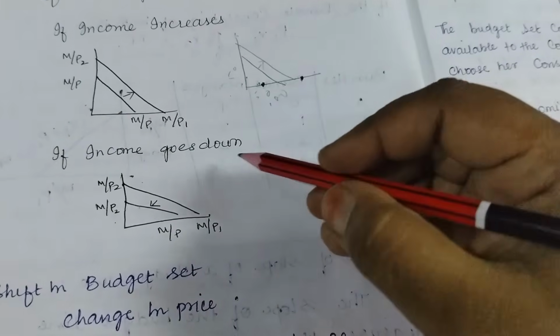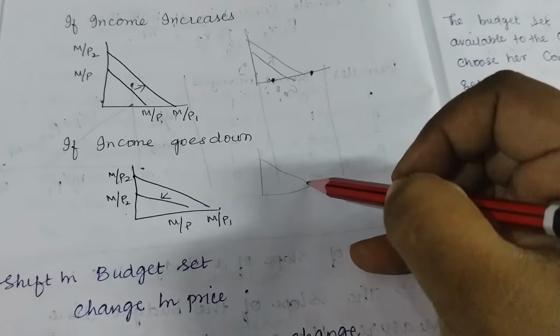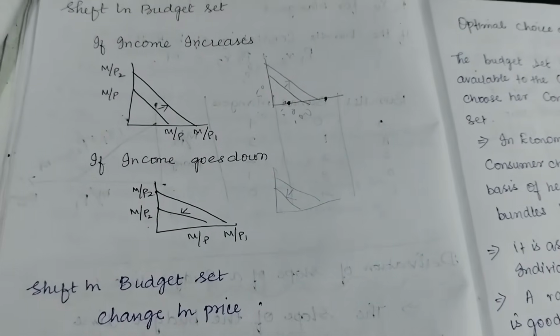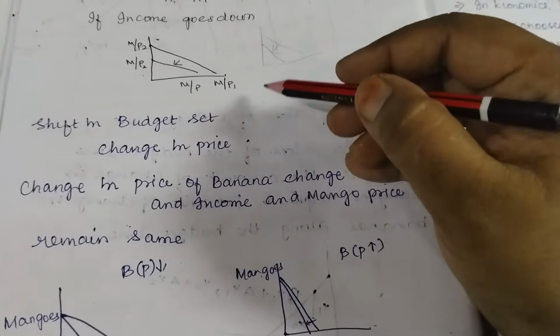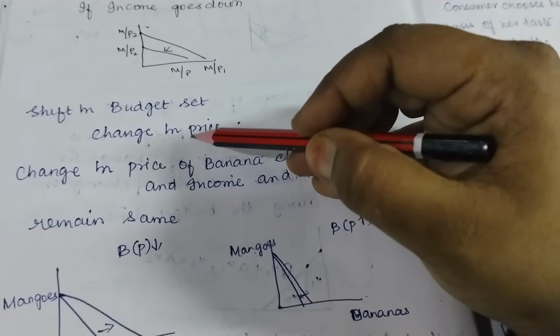If income decreases, automatically the budget set will also contract. So before he was spending 200, now he's spending 100. So the budget has contracted due to a decrease in income. And apart from income, there is another chance where the budget set can shift. It is due to change in price.